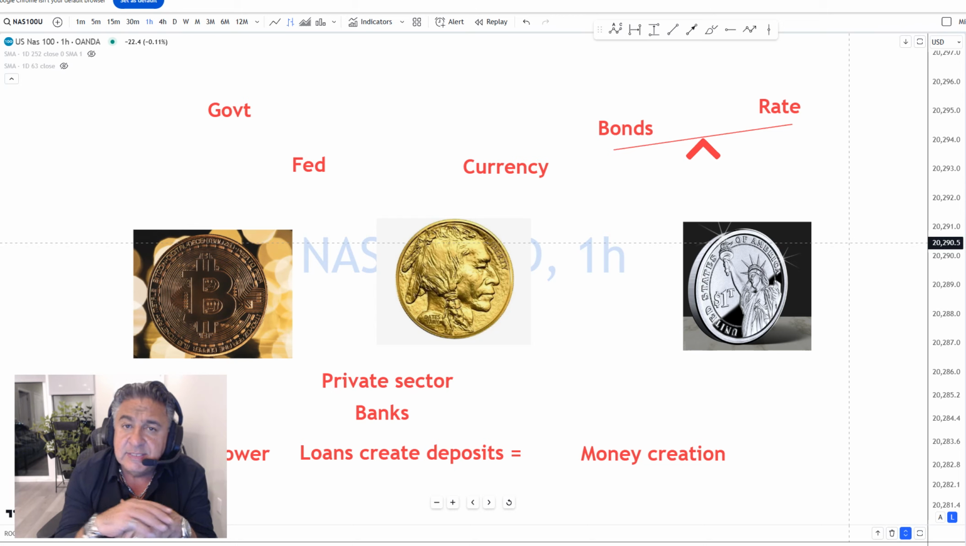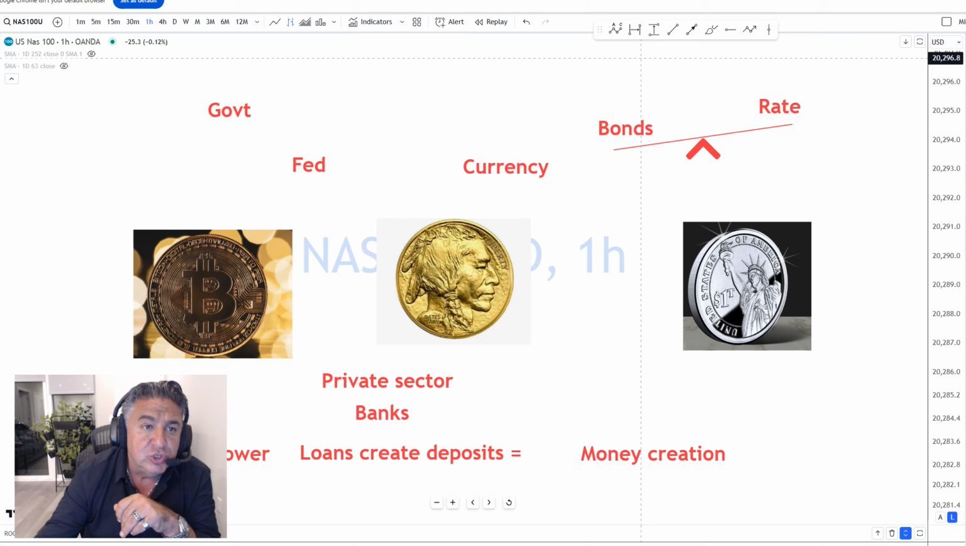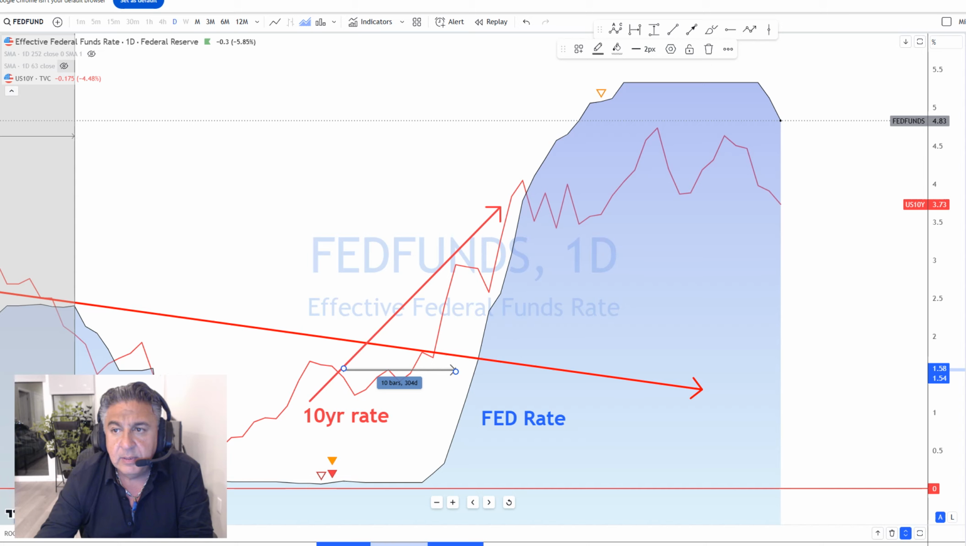Now, there's a lot of people that argue that higher interest rates cause inflation. That's not true. There's people that argue that it is the Fed that sets rates. The Fed sets short-term rates, not long-term rates. Long-term rates are set by the market. So I'm going to prove that to you right now, and I'm going to show you what happened recently. All right, here we are.